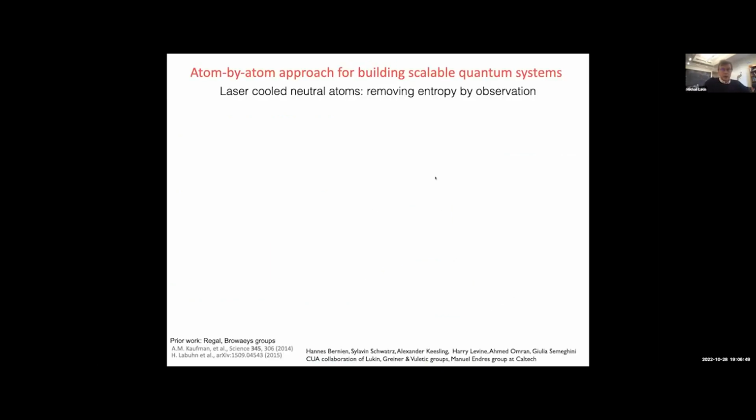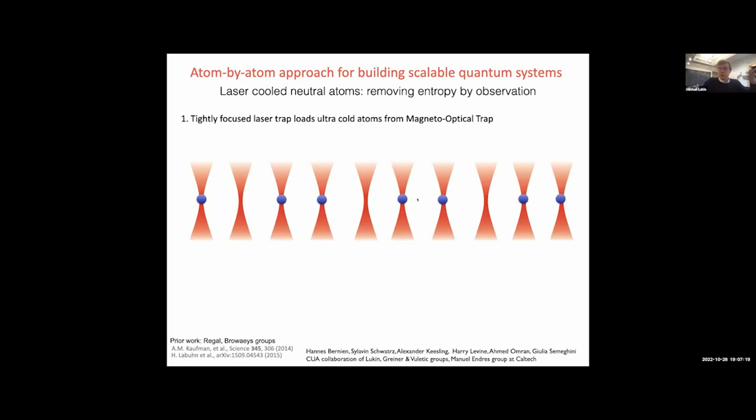So in our approach, we literally build quantum systems atom by atom. We start with laser-cooled neutral atoms and trap them using optical tweezers, tightly focused beams of light, which we use to grab individual atoms and hold them in place. In our approach, we don't start with tweezers one at a time. We start with hundreds, now thousands of tweezers, in which we try to trap atoms.